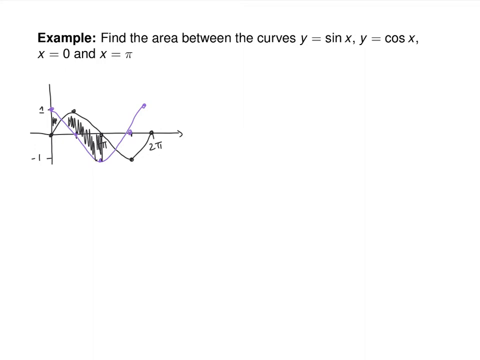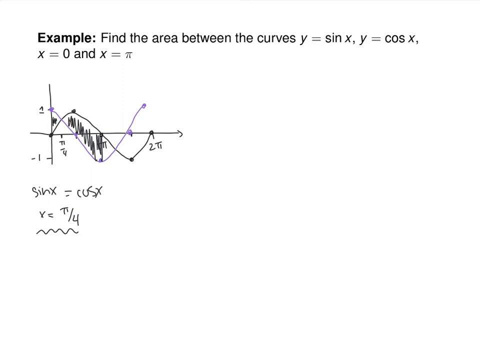Now you need to figure out where these two curves intersect. So where does sine x equal cosine x? And looking at your unit circle, you should know that that occurs at pi over 4. It occurs in more places than that, but the place that we care about is the one that's between 0 and pi. So right there is pi quarters.